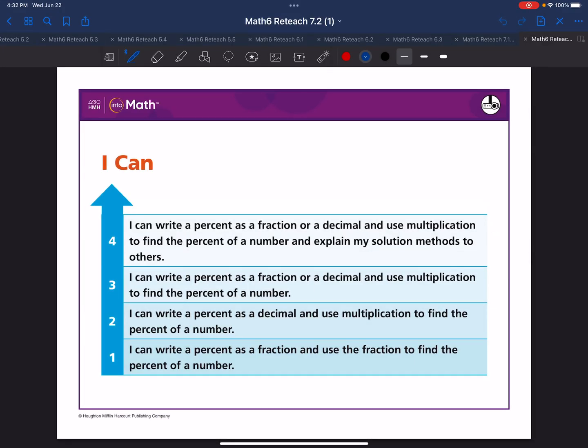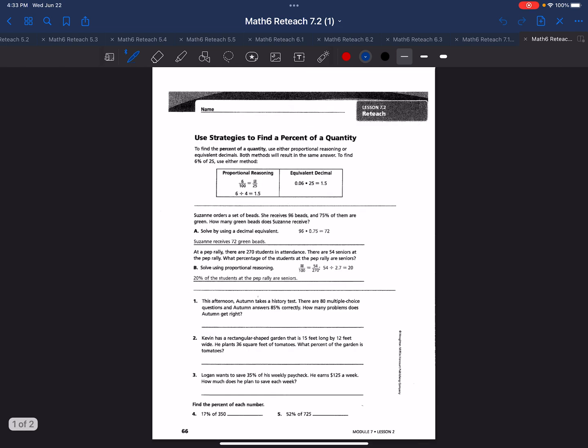Today we will review 6th grade math lesson 7.2. This lesson will cover using strategies to find a percent of a quantity. Here's your I can statement. I can write a percent as a fraction or a decimal and use multiplication to find the percent of a number and explain my solution method to others.